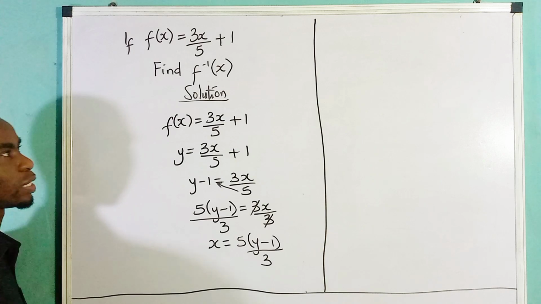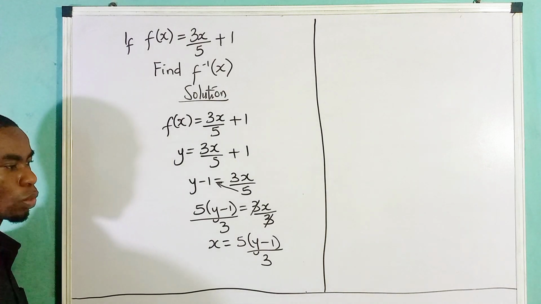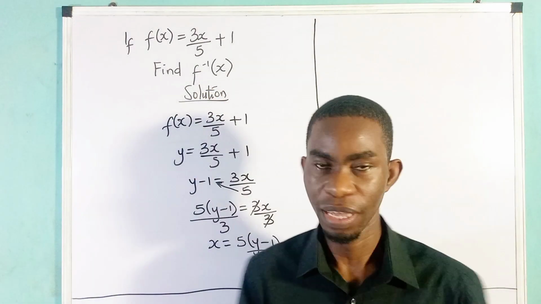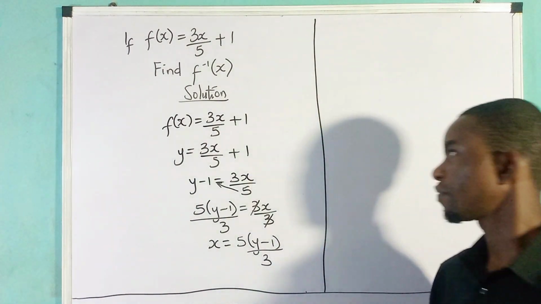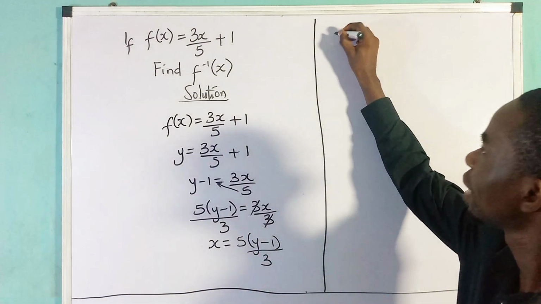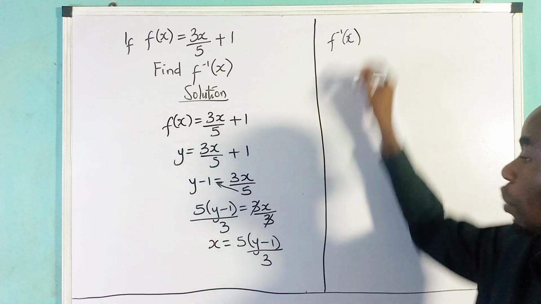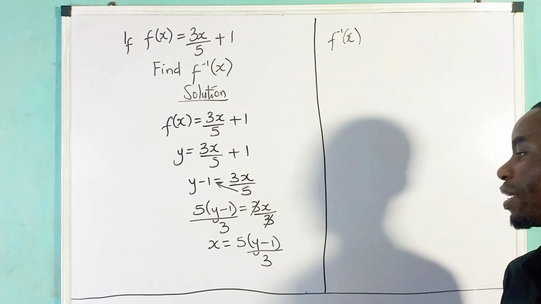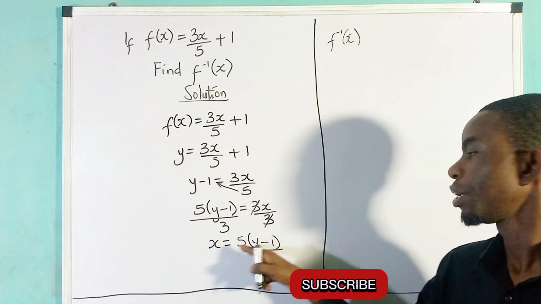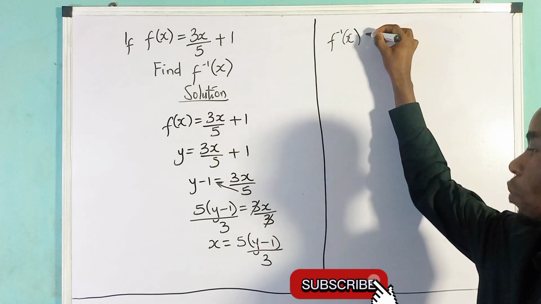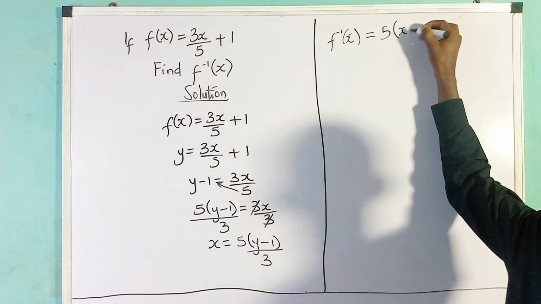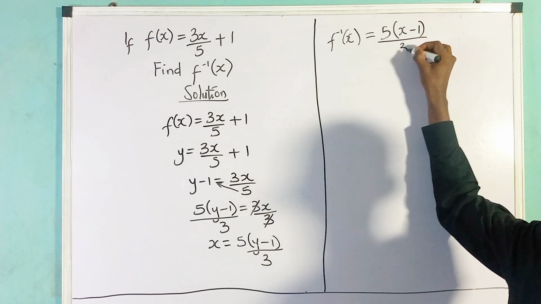Okay, so at this point we can easily say, what do we do to get f inverse of x? To get f inverse of x, this is what I'm going to write. Now just watch what you're going to do. You just write f inverse of x to replace x here. Now y is replaced with x. We replace x with f inverse of x, and we replace y with x. So this will be equals to 5 into x minus 1 over 3.